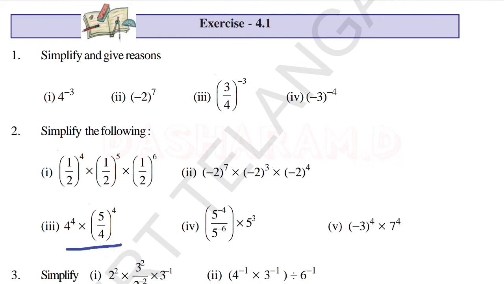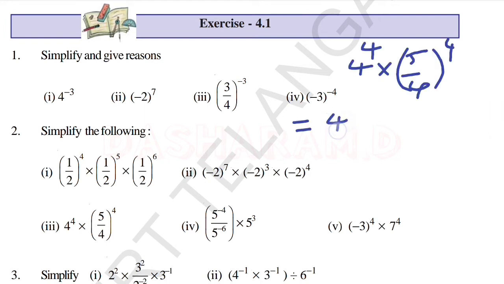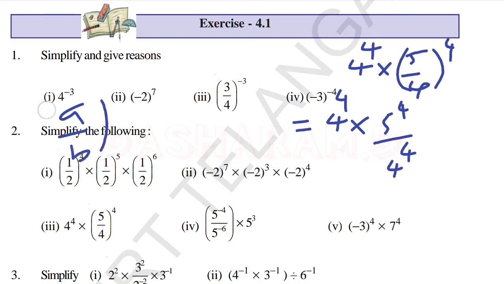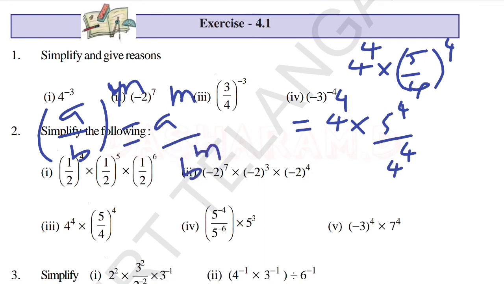Next, third one is 4^4 × (5/4)^4. It equals 4^4 × the power 4 applied to numerator and denominator, because we have a formula: (a/b)^m = a^m / b^m. Now 4^4 and 4^4 cancel, so it equals 5^4.